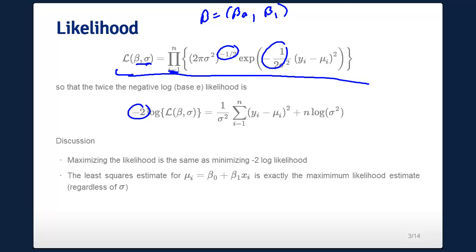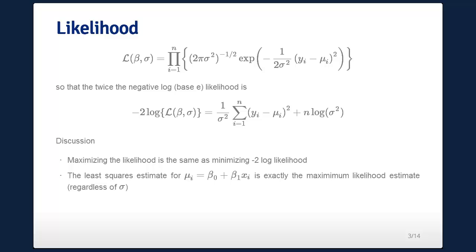Maximizing the likelihood is equivalent to minimizing minus twice the log likelihood. Minus twice the log likelihood turns out to be that expression, and remember mu i satisfies this relationship. If we want to minimize it with respect to beta naught and beta 1, which are embedded in this mu i, notice it doesn't actually depend on sigma. So if we minimize for beta naught and beta 1, we'll have minimized it overall, regardless of sigma.